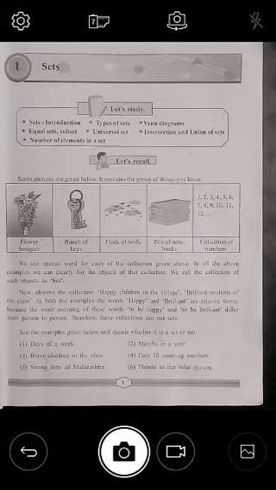Today in mathematics part 1 we will start with chapter 1, sets. We will study the introduction to sets and the types of sets.